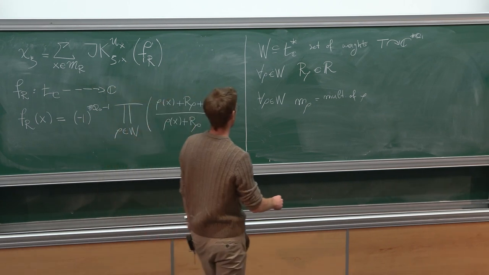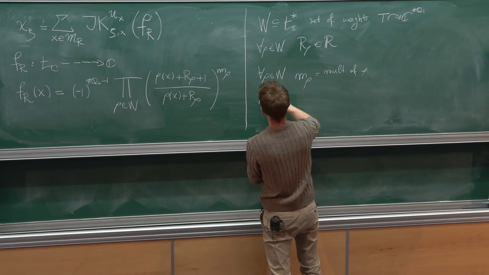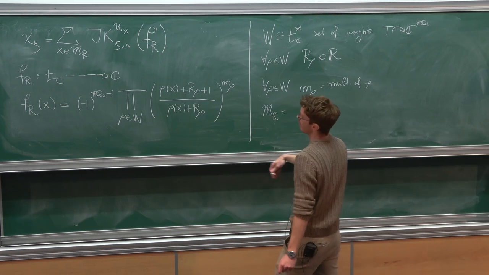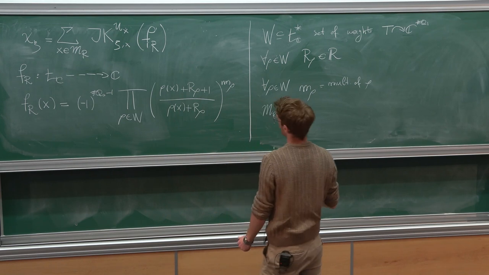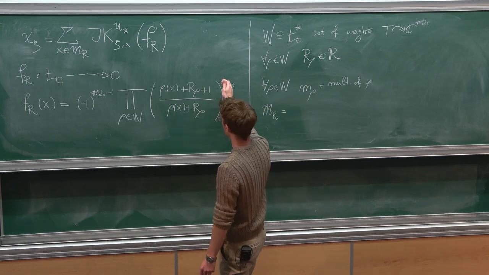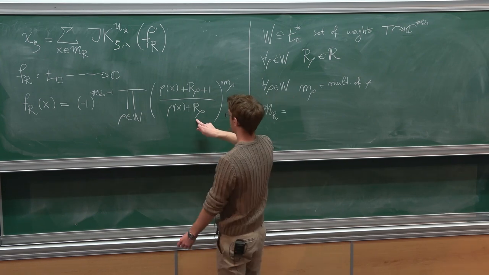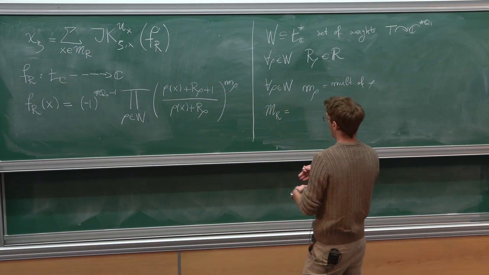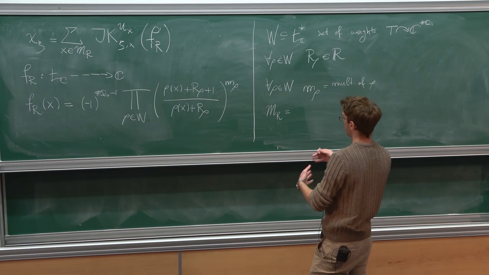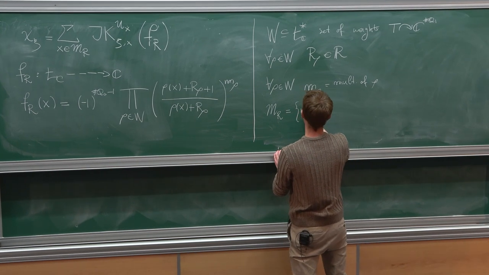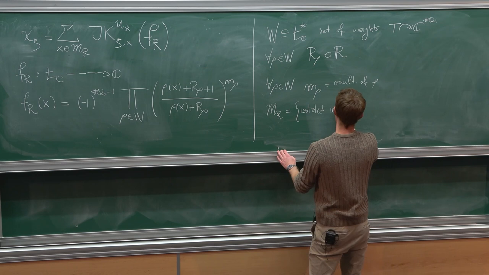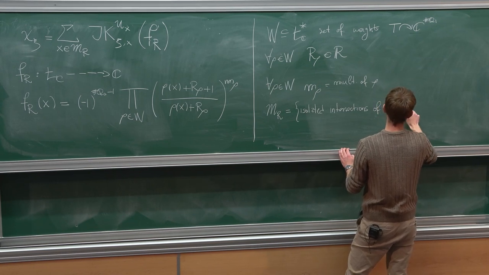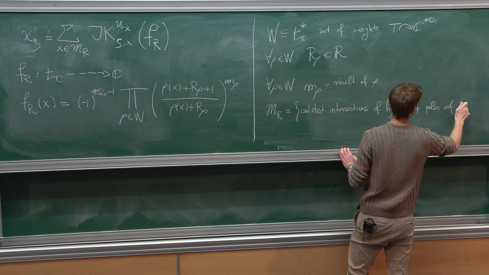And what is, for example, this M_r? Well, this is a set of points inside this Lie algebra, and it's constructed as follows. You see, this rational function has poles which are lying on some affine hyperplanes described by these equations equal to zero. And sometimes these hyperplanes intersect. If we look at the isolated intersections of these hyperplanes, we find this set here. So this is the set of isolated intersections of hyperplanes of poles of f_r.